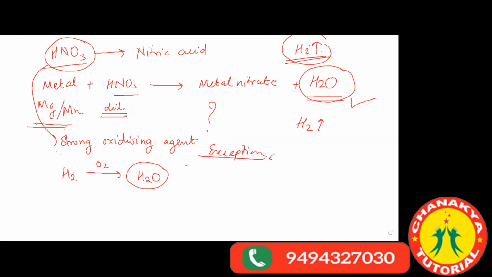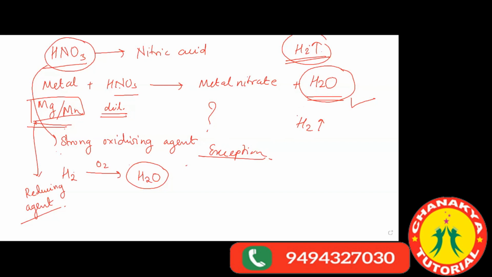Now, why only in case of magnesium and manganese can it release hydrogen gas whenever HNO3 is very, very dilute? Because magnesium and manganese are good reducing agents. That is also something you should be aware of. So though HNO3 would convert H2 into H2O, it will be reduced back into H2 by the magnesium or manganese. Clear?